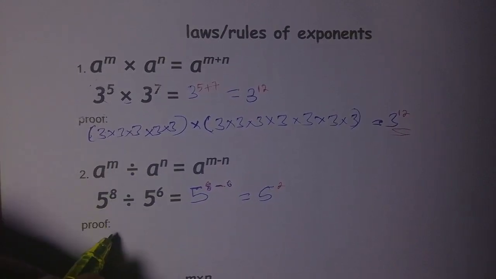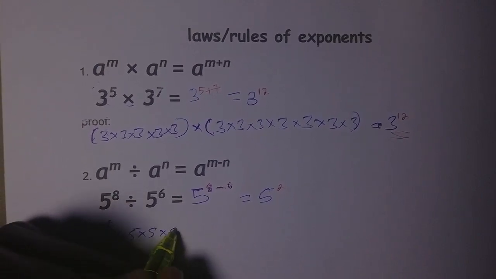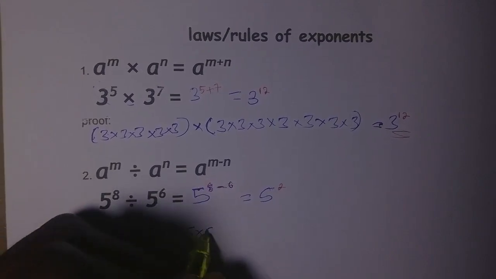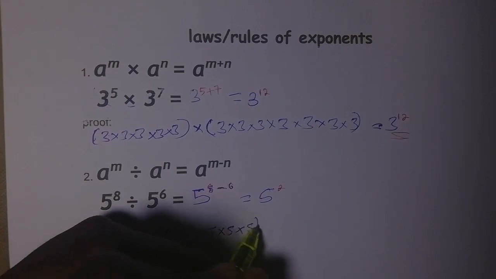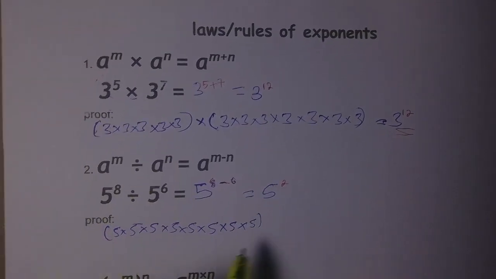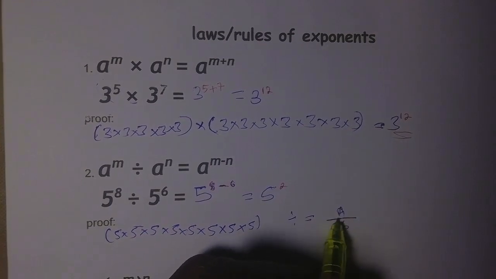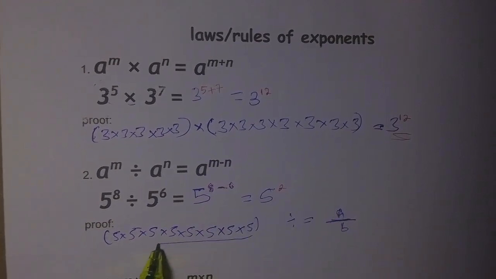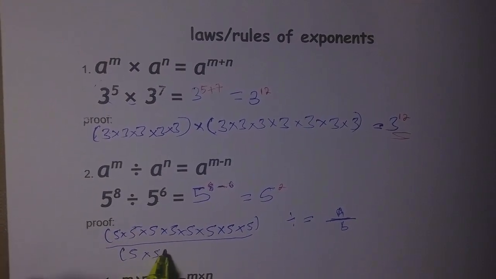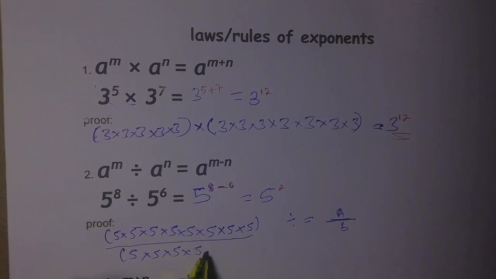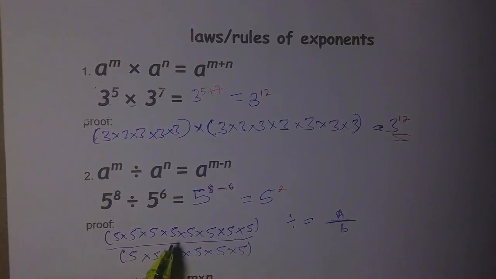Write 5 power 8 as 5 times 5 times 5 times 5 times 5 times 5, how many times? 8 times. So this division sign can be written as a fraction. 5 power 6 is nothing but 5 times 5 times 5 times 5 times 5 times 5, 6 times.